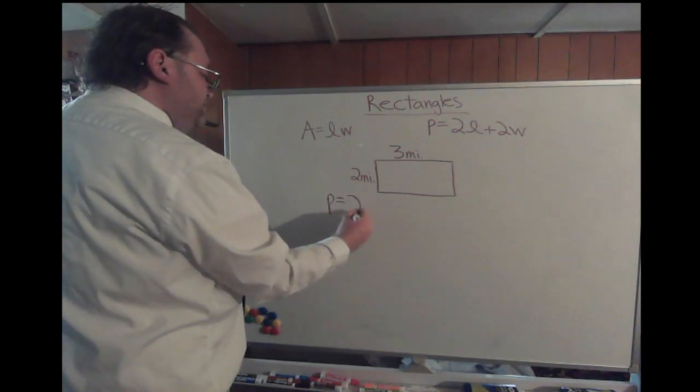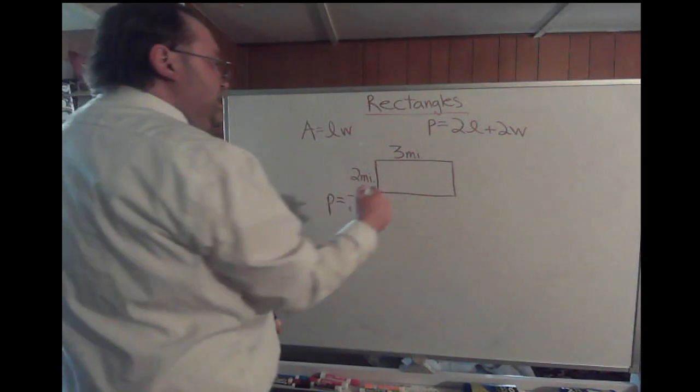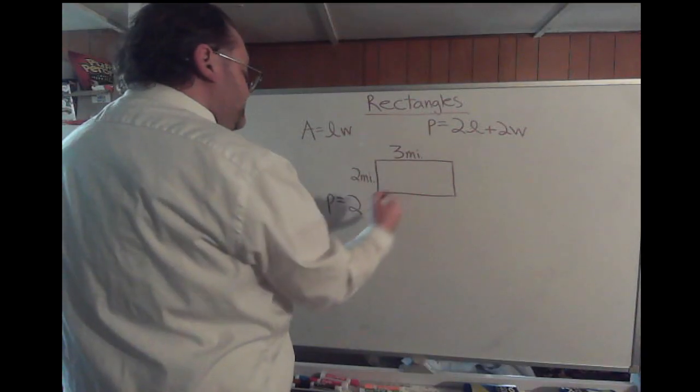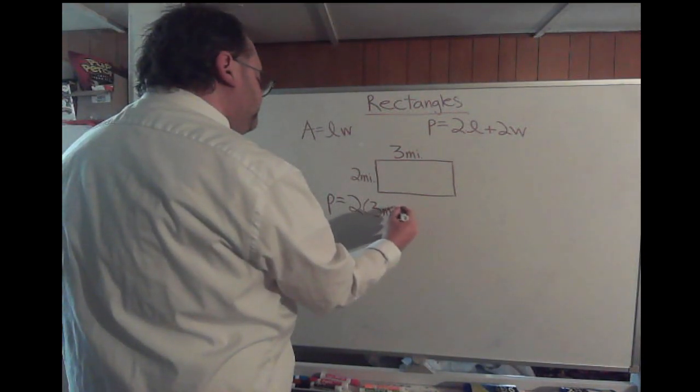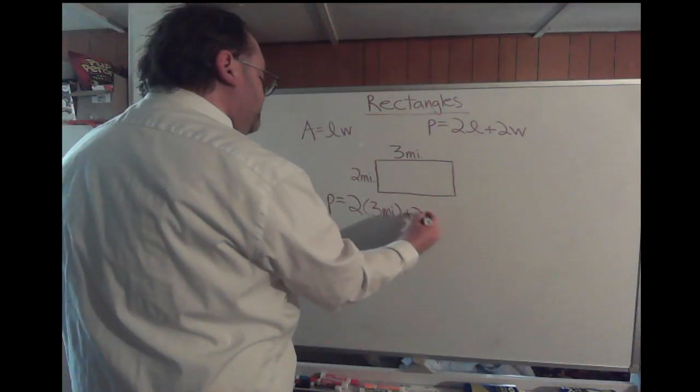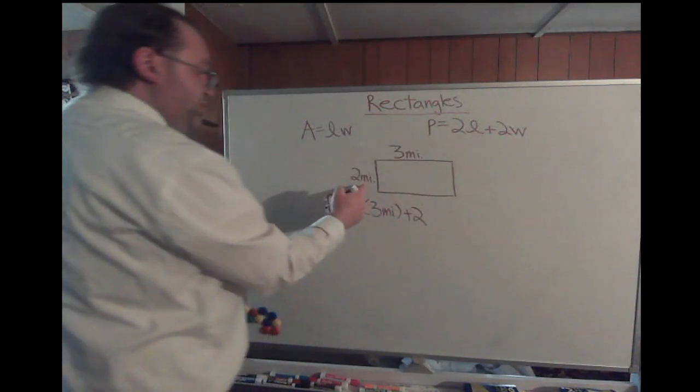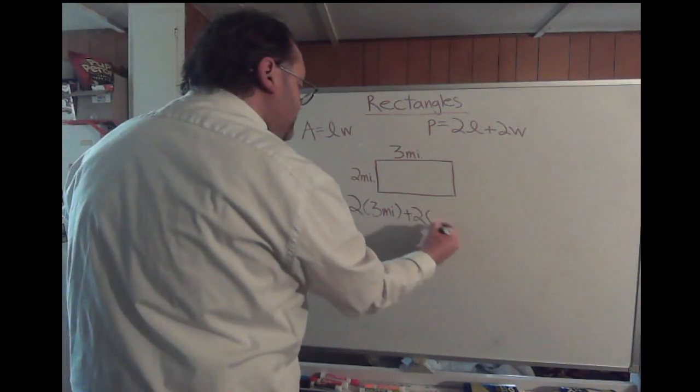Well, of course we'll have 2. Now what's the length? The length is 3 miles. 2 times 3 miles plus 2 times the width. Well, the width is 2 miles.